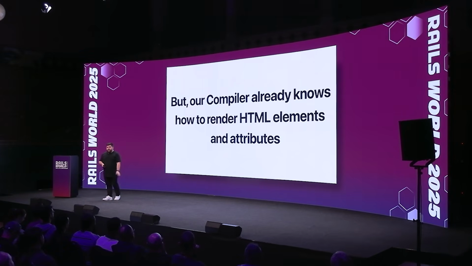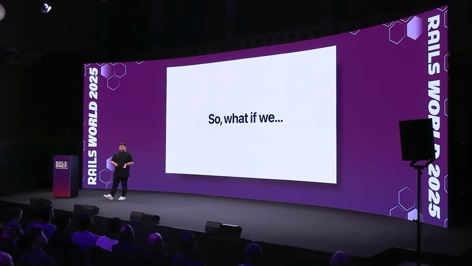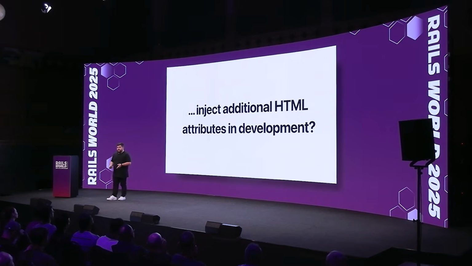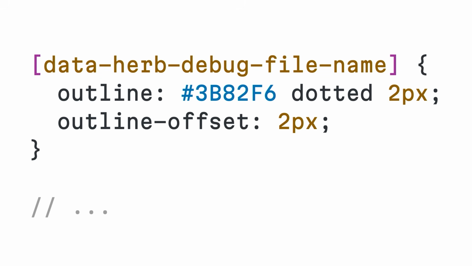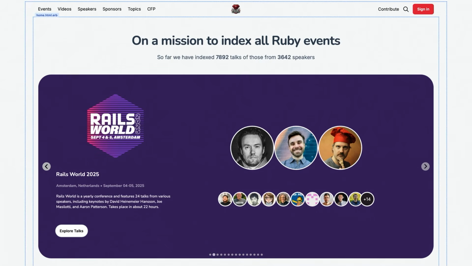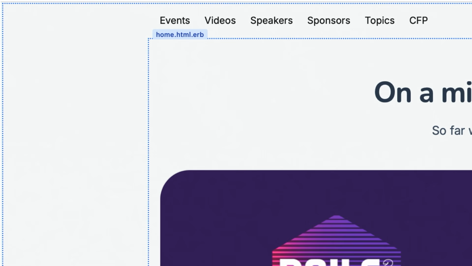But our compiler already knows how to render HTML elements and attributes. So what if we just inject additional attributes in development? So instead of rendering comments, we render data attributes onto these elements since we know where they are in the document. And if we add some CSS to it using an outline, what we get is a very nice outline of these view files to have the boundaries where these templates are rendered.